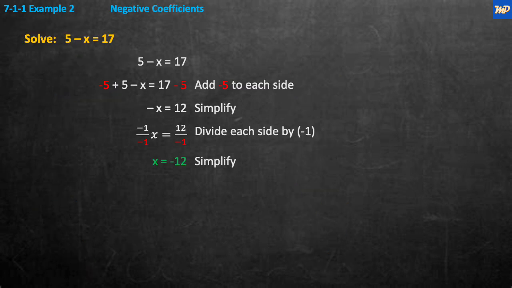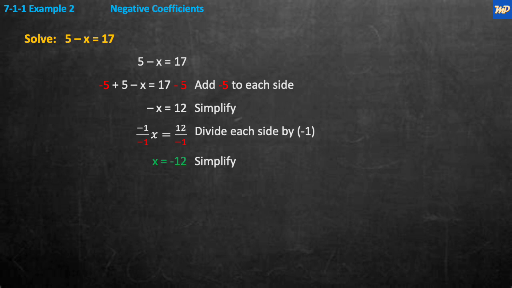Negative coefficients. So when you have a negative with the variable term, I think that's what we're going to be looking at here. So they want us to solve 5 minus x, now you see the minus sign, equals 17. Same thing, little different thinking, but basically the same. So we're going to start off with 5 minus x equals 17.